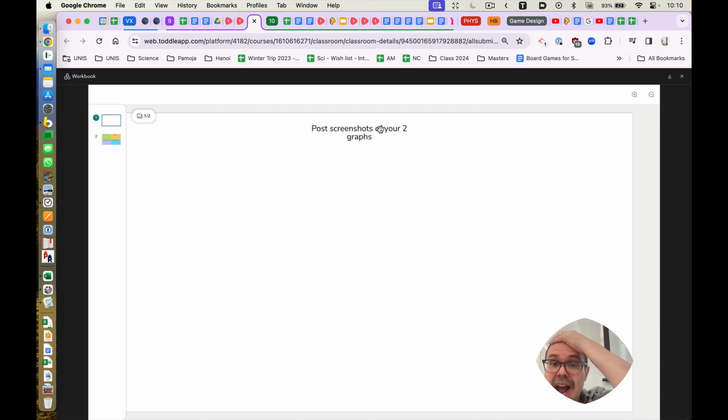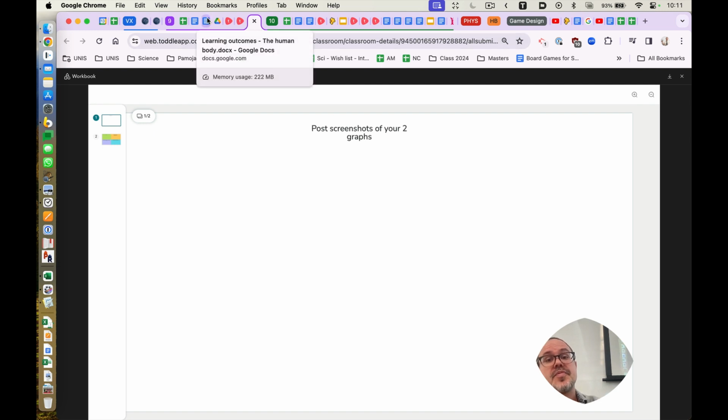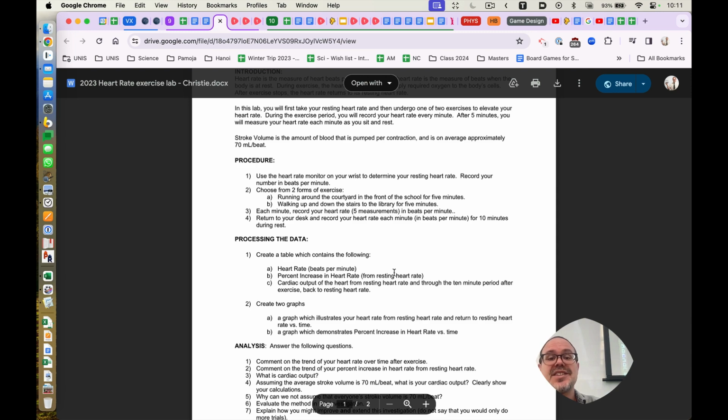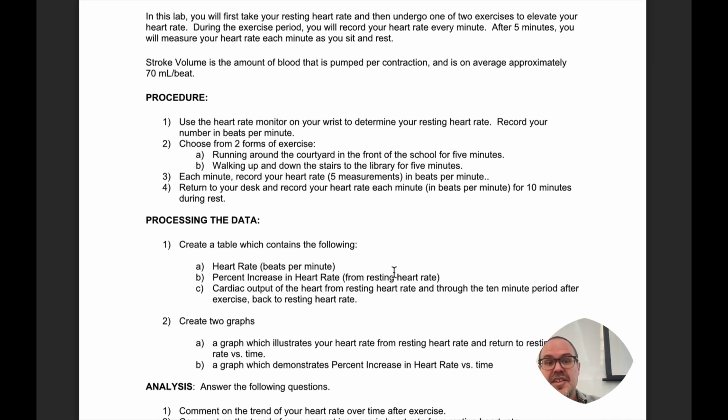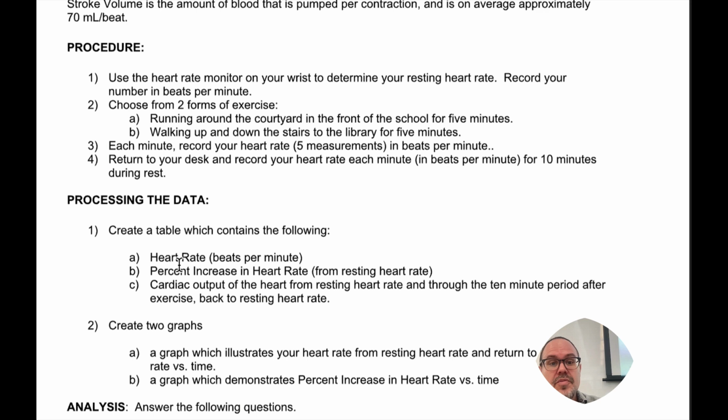It says 2 graphs. You know what I need to do? I need to read the instructions so I know what else I need to do. So, that's my first graph. The instructions say, no, I need to have a heart rate, but also a percent increase in heart rate.